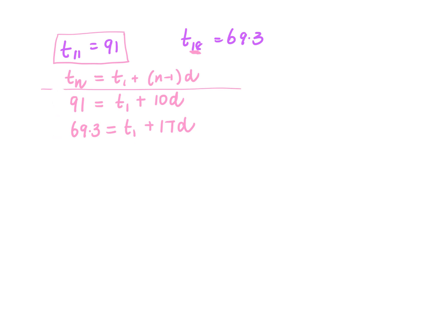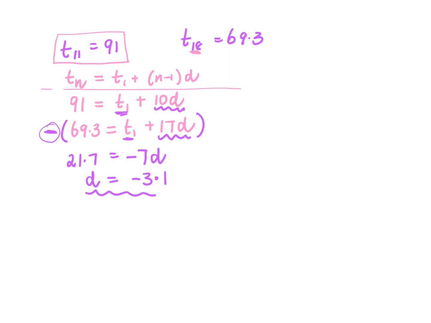Well, I'm actually going to do an elimination method. I'm going to say that first equation, take away the second one. 91 take away 69.3 gives me 21.7. Term 1 take away term 1 will give me 0. And 10D take away 17D will give me negative 7D. Solve that. D is going to equal 21.7 divided by negative 7, which will give me negative 3.1, which is what I had before.